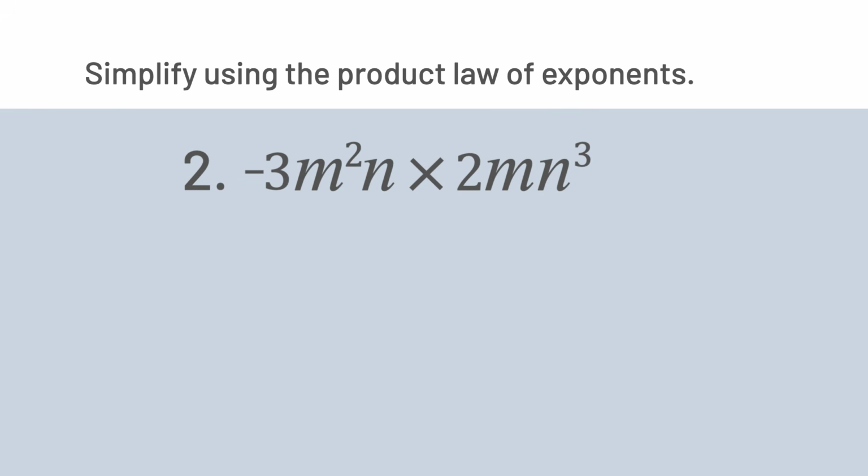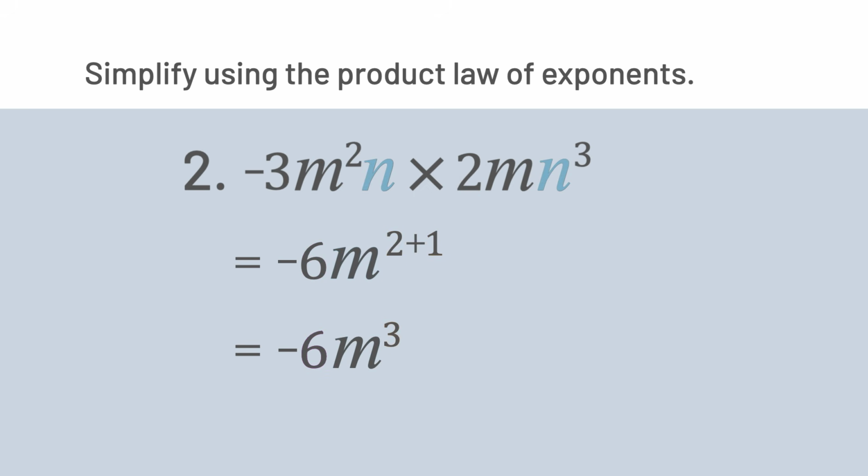First, multiply the coefficients. -3 times 2 equals -6. The base m stays the same. Add 2 and 1 to get m to the power of 3. For the base n, keep the base the same and add the exponents. Add 1 and 3 to get n to the power of 4.